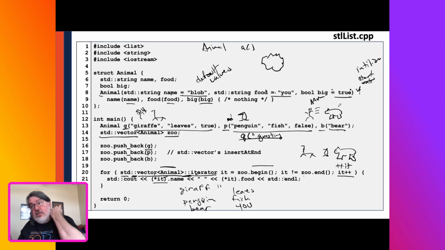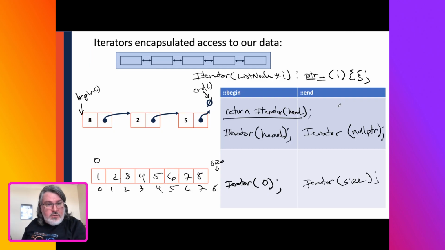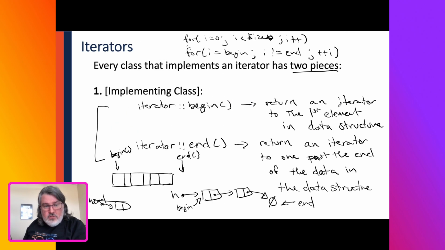End is not at the end, right? End is, how did we define end? Returns an iterator to one past the end. End is here or here.